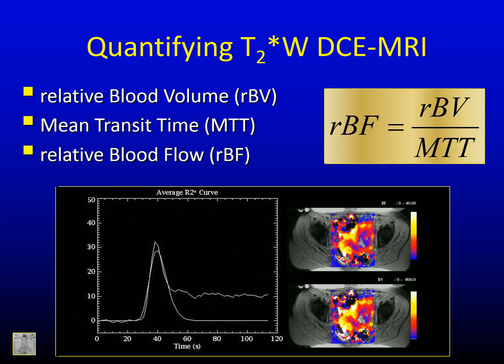Software for this is available in academic centers, so it's possible to fit a gamma variate fit and derive measures on a pixel by pixel basis on the relative blood volume, relative blood flow, and the transit time, and you can see how these are simply related by this equation.